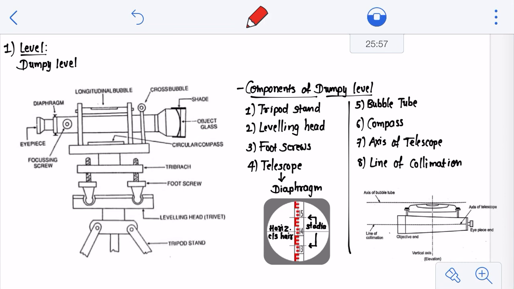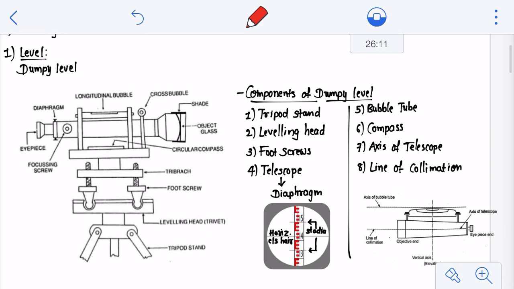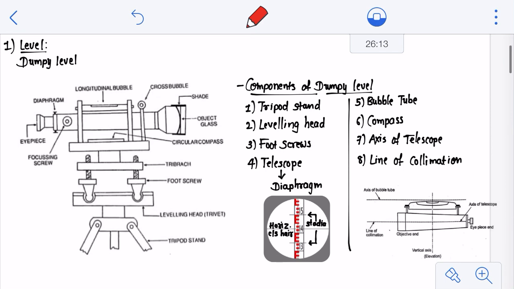There are a few other types also available, let's say Y level, reversible level, tilting level. I'll give you a hint about these levels at the end of this discussion, but at the same time I'll give you an idea about dumpy level only, as I mentioned in the beginning that I'm going to discuss this particular leveling in the context of basic civil engineering. So it is required to understand this dumpy level here, and not all the different types of levels available in the market, right?